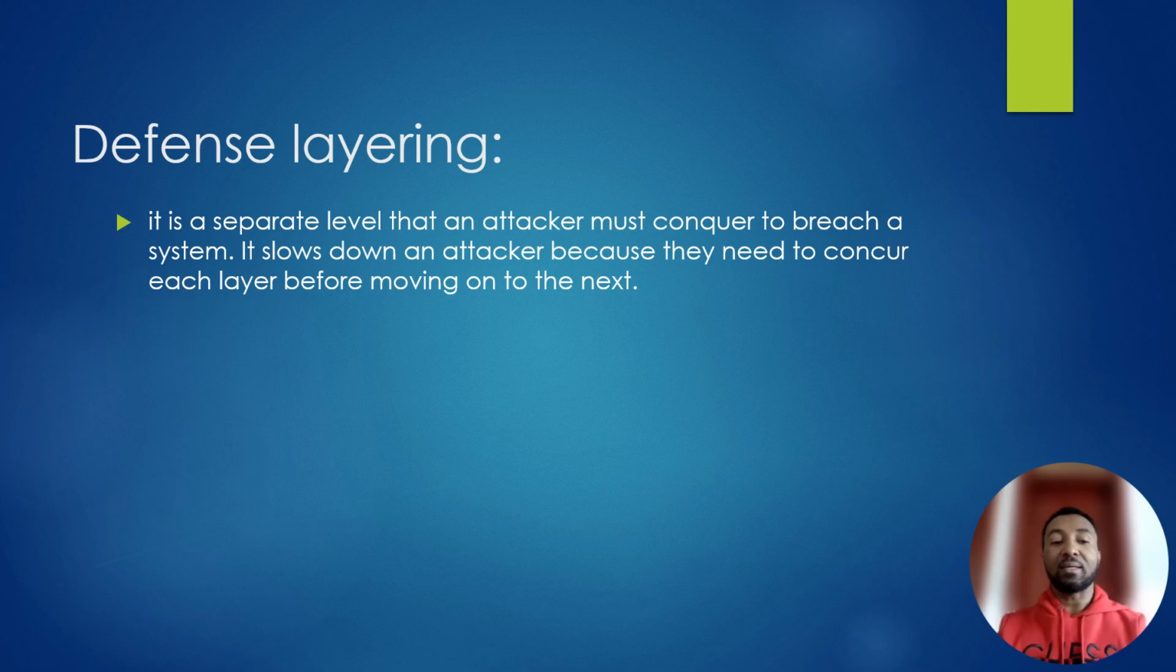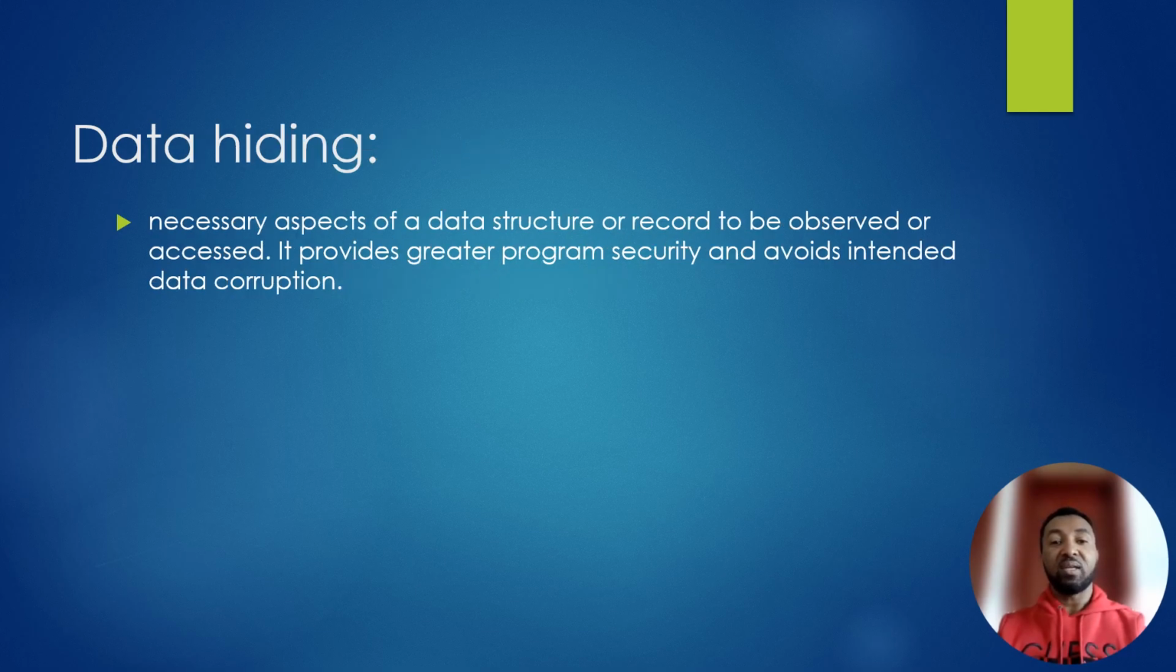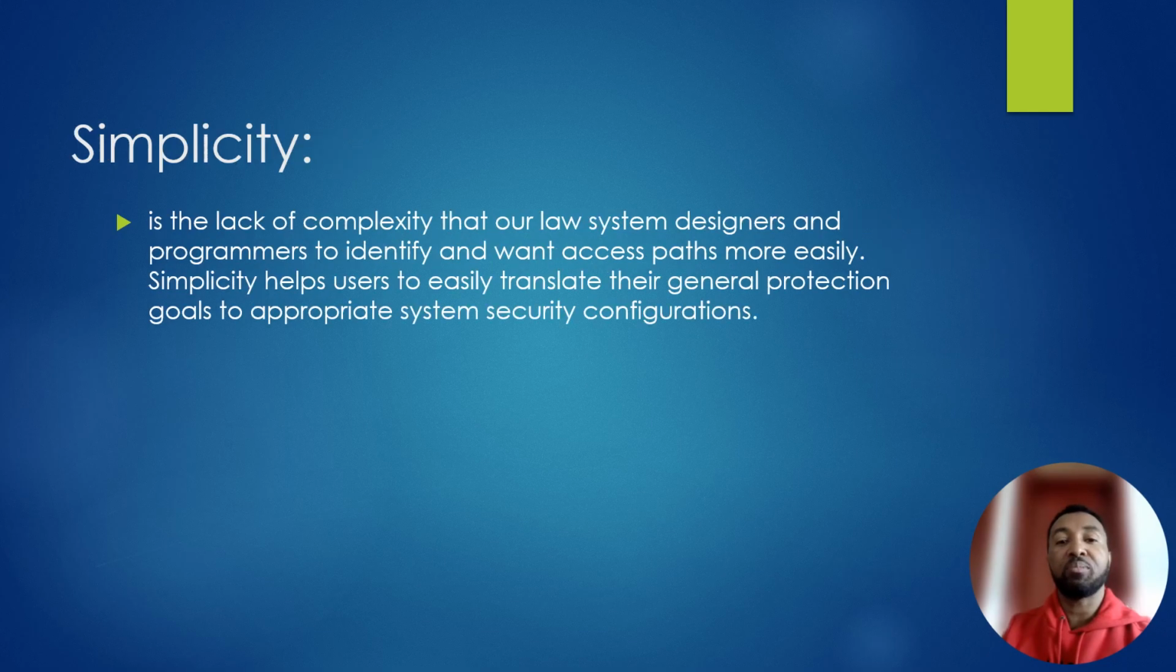Defense layering. It is a set of separate levels that an attacker must conquer to breach a system. It slows down an attacker because they need to conquer each layer before moving on to the next. Data hiding. Only necessary aspects of a data structure or record are to be observed or accessed. It provides greater program security and avoids unintended data corruption.